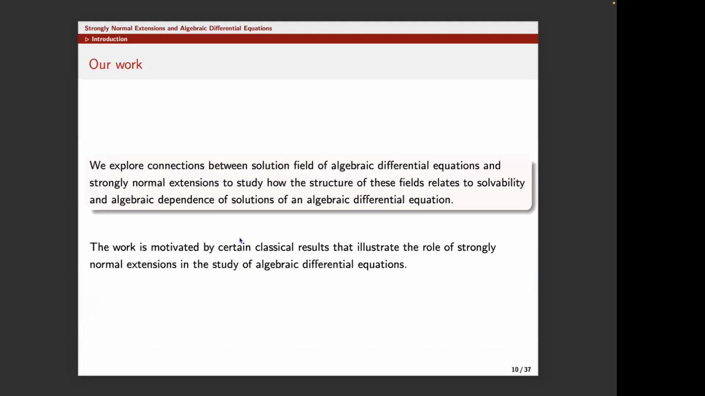Okay. So what we do is we explore the connection between solution fields of algebraic differential equations and strongly normal extensions, to study how the structure of these fields relates to solvability and algebraic dependency of solutions of an algebraic differential equation. We thought in this line because there are certain results that illustrate the role of strongly normal extensions in the study of algebraic differential equations. And I'll briefly explain some of those results.